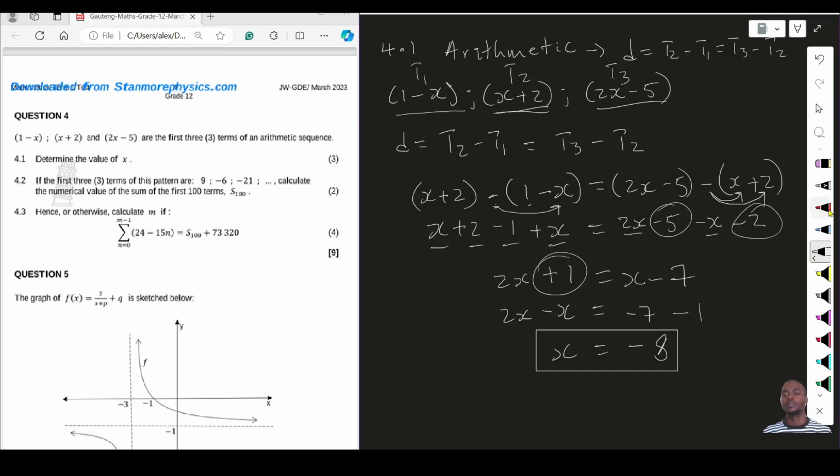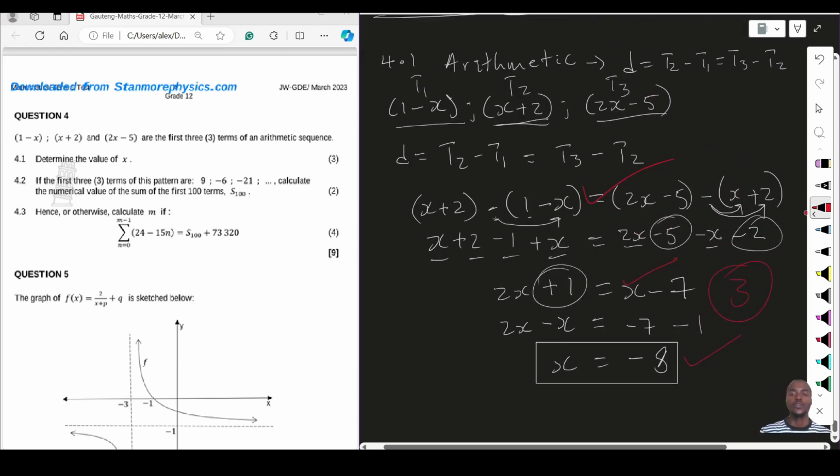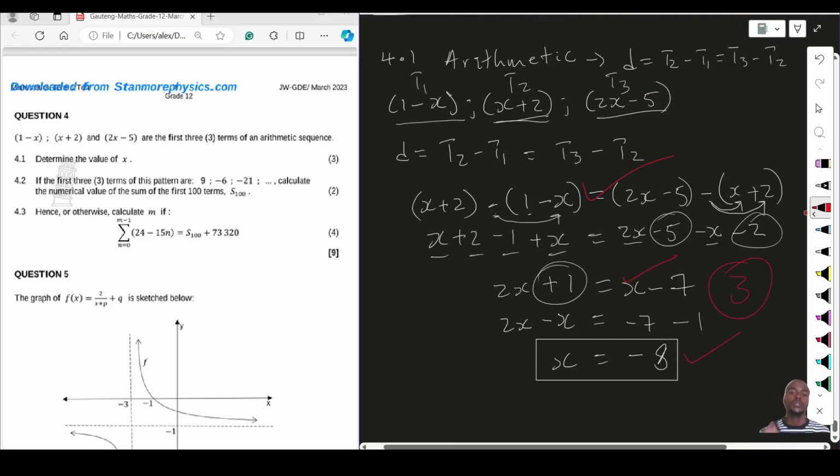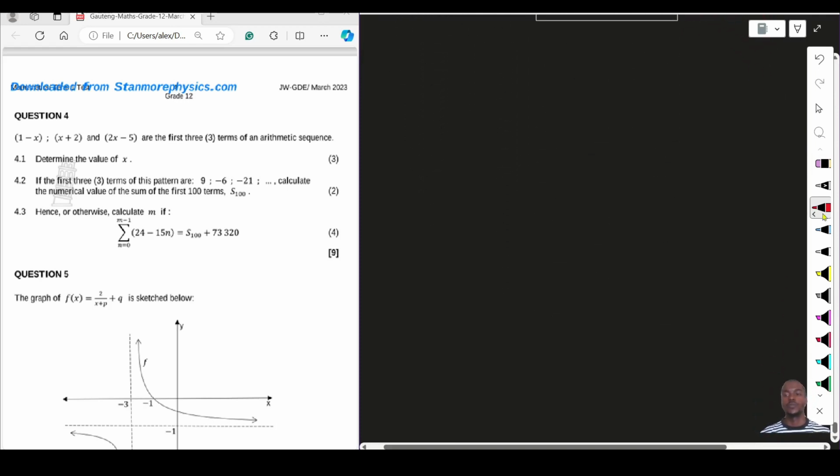How do we then mark this part? For the method, we give you the mark. Then you simplifying this into that, we give you a mark. Then the final answer, you get 3 marks. Then let's move on to 4.2. So please, if you did not understand 4.1, please rewind. Let's move to 4.2.